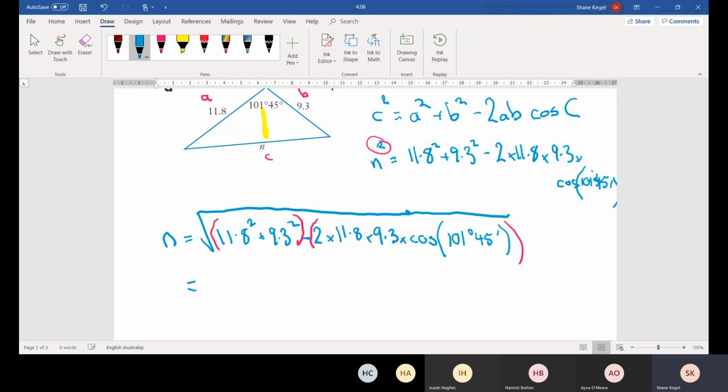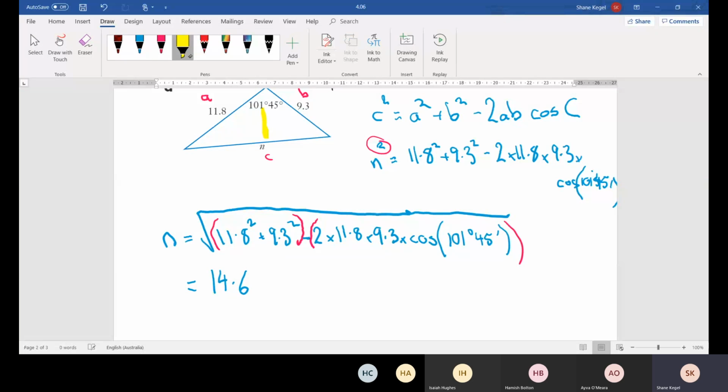Remembering when you're putting your degrees and your minutes in, make sure you're pressing the degrees, minutes, seconds button each time. I should get a value which is, let's say, closest to the nearest first decimal place, 14.6. And now there's no units on there, so that's fine.